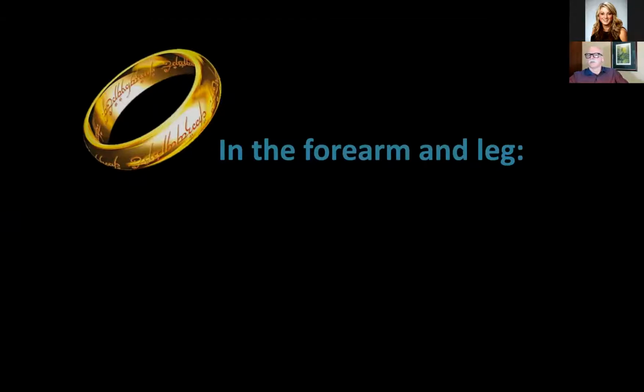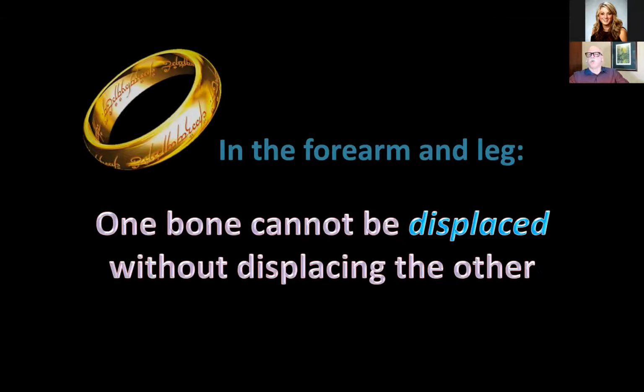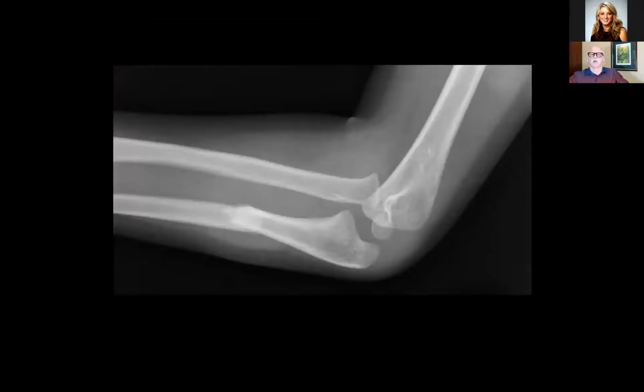Well, so what's the importance of the rule of the ring? In the forearm and the leg, one bone cannot be displaced without displacing the other. That is, one displacement causes the other. You can't break the ring without doing two parts. So let's look at an example.